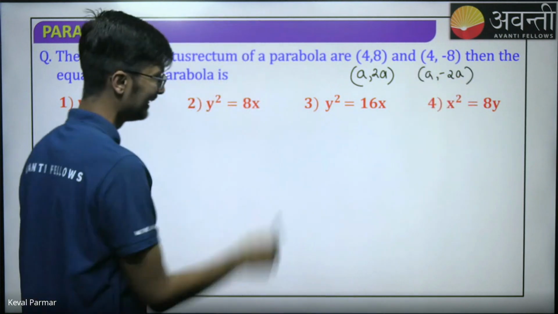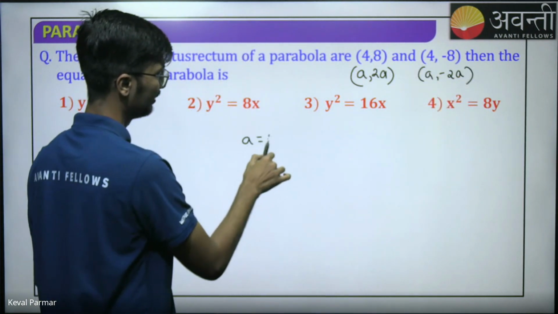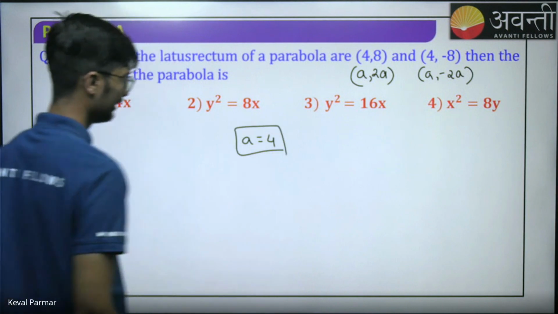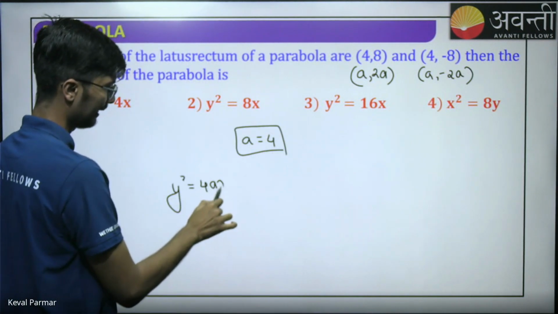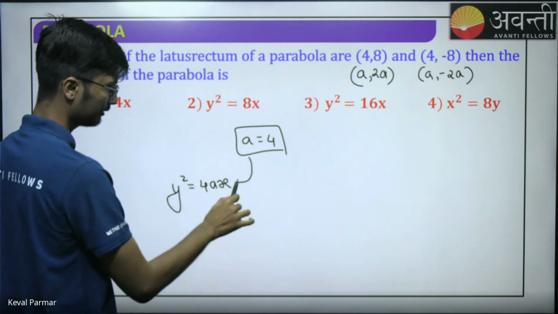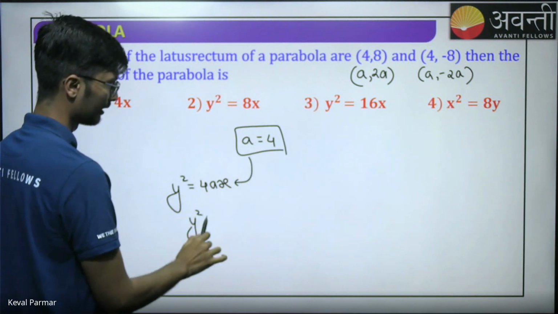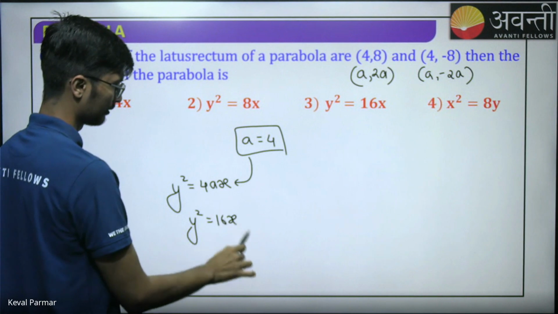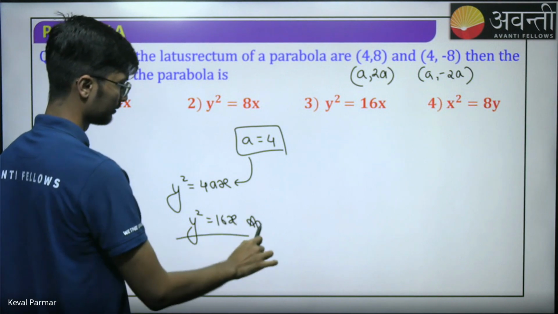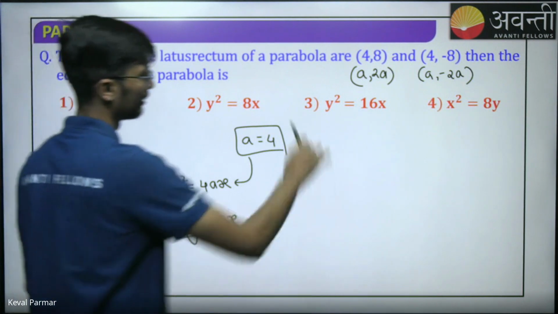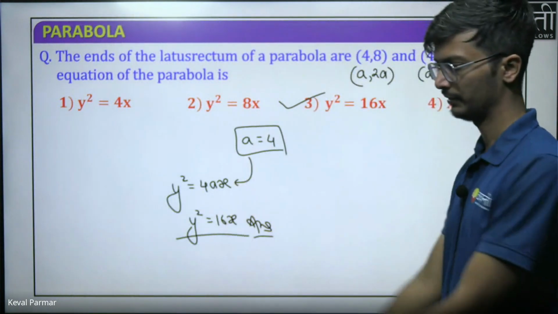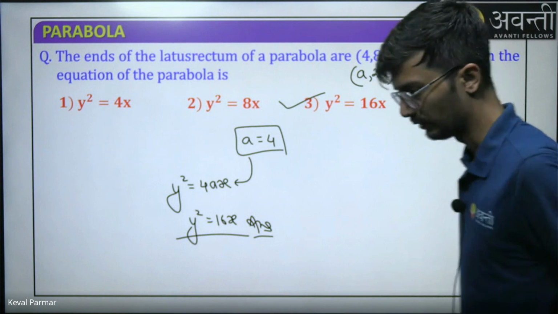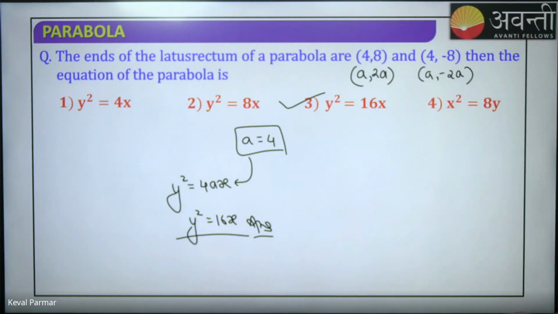So we can easily get what is a? A is 4. What is the equation of parabola? Y square equals to 4ax. Just substitute here. We get y square equals to 16x. Is our answer. So option number 3. Got it? Give me a thumbs up if it's clear. For this, you have to remember this. Okay, super.